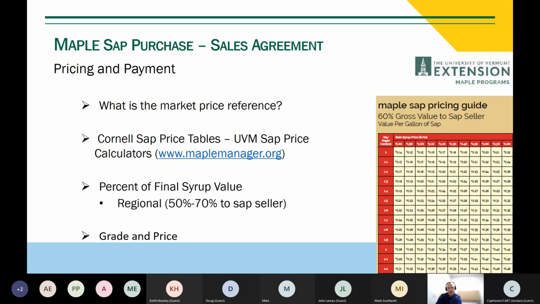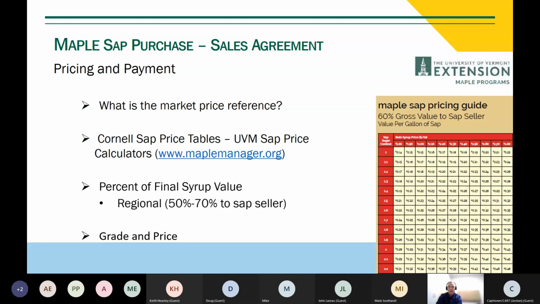Another factor here is grade and price. Remember, the sap seller, once that sap comes out, it goes out of your hands and into the hands of the processor. Now you're actually out of control of what the final grade of the syrup will be. In some cases, the grade will dictate the price, and that is a feature that I think is relevant in some agreements.